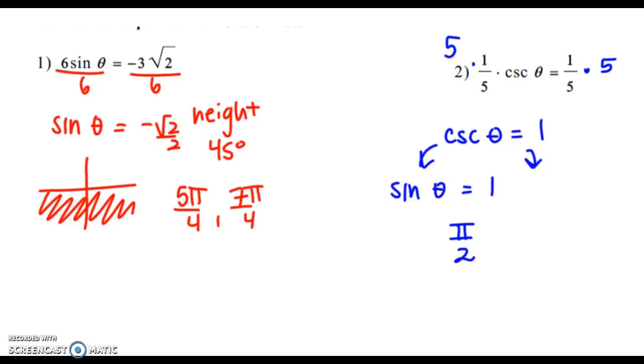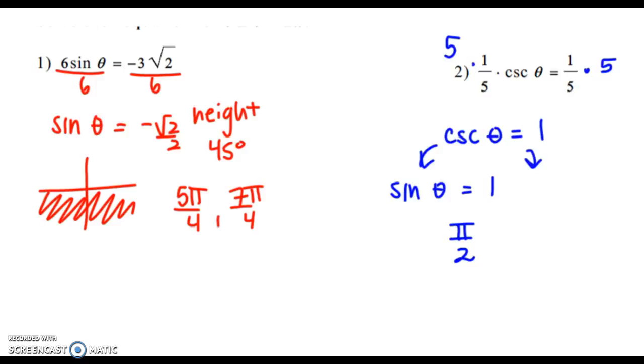Okay, so this is one of the worksheets that you're supposed to be working on. This should be Tuesday, March 15th. So for number 1, you need to isolate that trig expression, divide each side by 6. You have a negative radical 2 over 2. Sine is height. It's a 45-degree reference angle. Negative height would be in the 3rd and 4th quadrants. You need in your 3rd and 4th quadrant 45-degree reference angles.